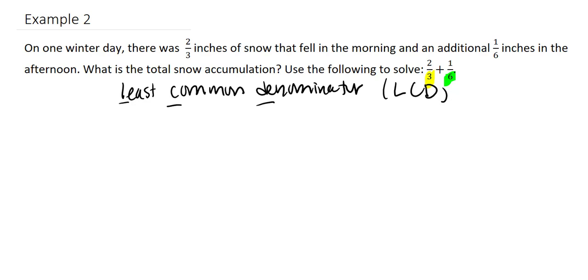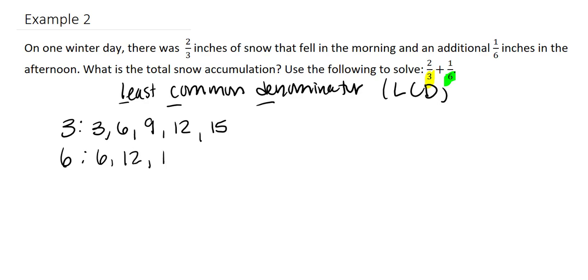So let's look at some multiples of 3 first. So we have 3. The first multiple of any number is going to be itself. And we're just going to add that number 3 to itself and get 3 plus 3, which is 6. 6 plus 3, which is 9. 9 plus 3, which is 12. 12 plus 3, which is 15, and so forth. Now let's look at 6. So we have 6. 6 plus 6 is 12. 12 plus 6 is 18. 18 plus 6 is 24, and so forth.